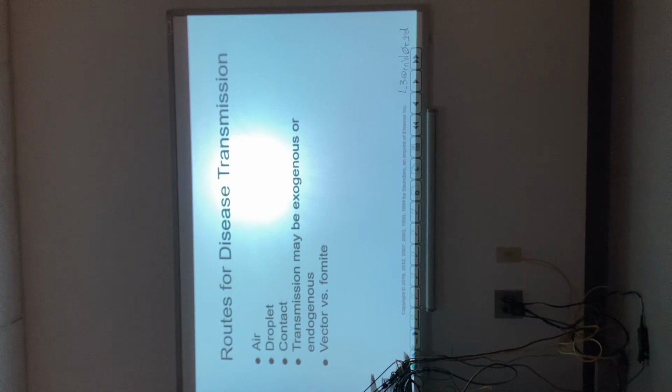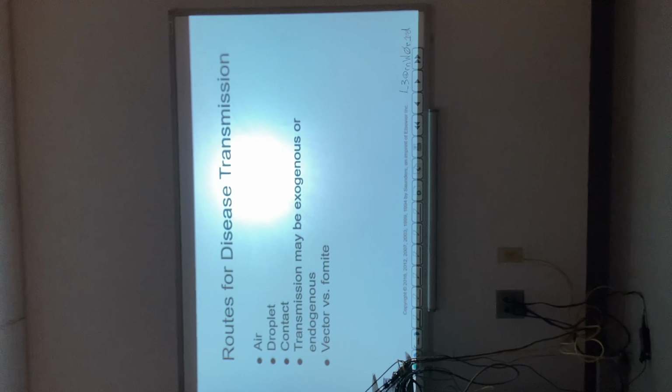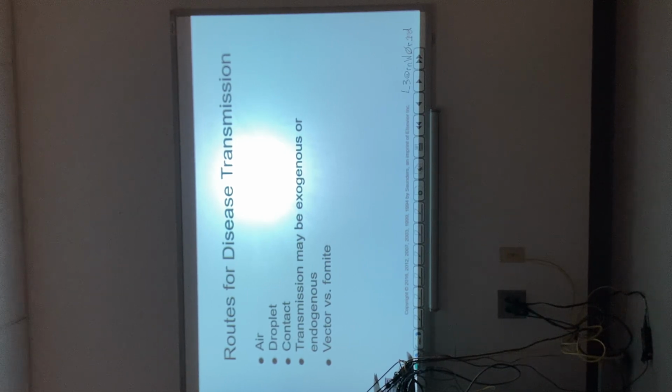Contact. So I mentioned MRSA earlier. So MRSA is an example of a contact type of disease. C. diff. Yes. So that's another one. So these transmissions can be exogenous or endogenous, and usually it's going to be differentiated by vector versus fomite. So that's the specific type of bug that is carrying these different pathogens.